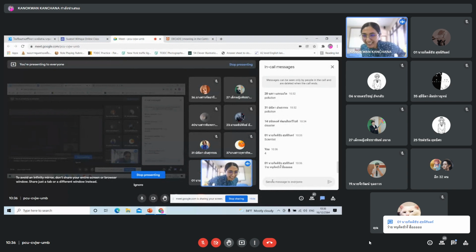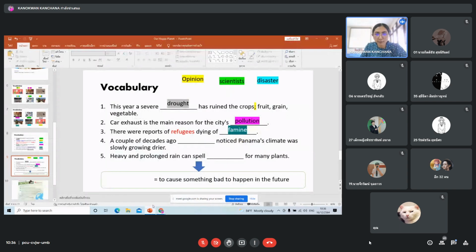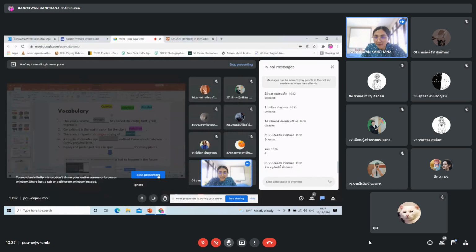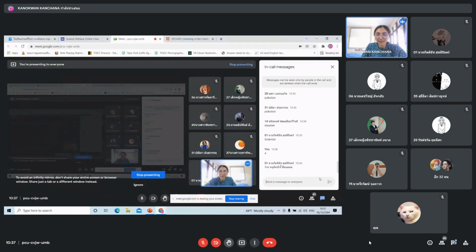Okay, Kittitat, the name of group of people. Which word is for group of people? It's talking about the job or the group of people. Everyone, number 4. Is that opinion, scientist or disaster? Someone discovers, someone does the research and then they got the information to discover that something will happen with Panama's climate. So with this one, everyone, what is your answer? Number 4, please.